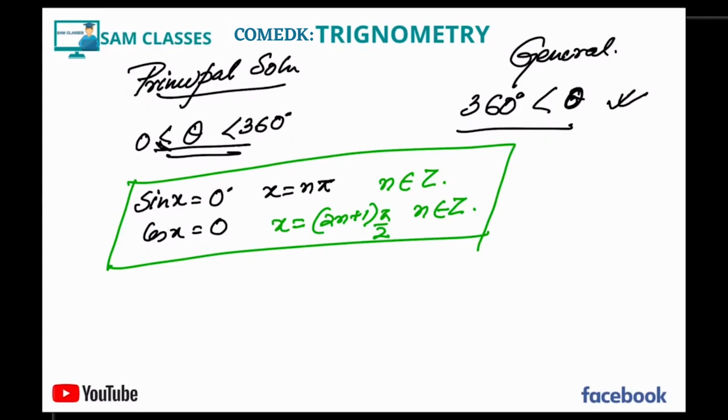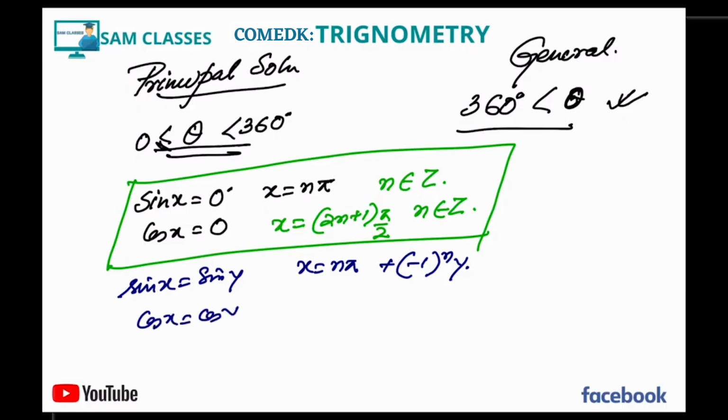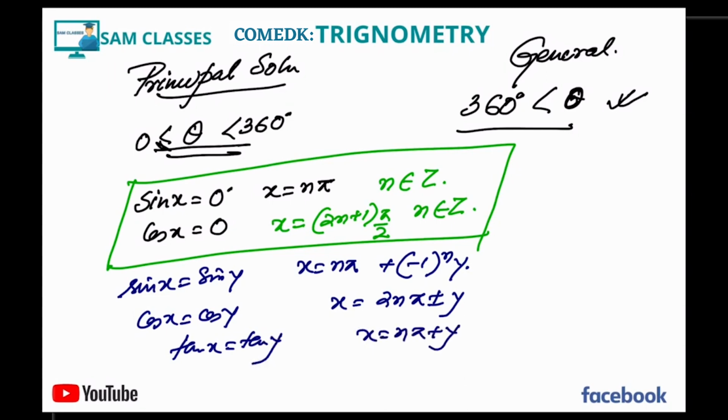Okay, so next is the next formula. Sin x is equal to sin y. So whenever we have sin x is equal to sin y, x is equal to n pi plus minus 1 power n into y. When we have cos x is equal to cos y, then we have x is equal to 2n pi plus minus y. Now when we have tan x is equal to tan y, we have x is equal to n pi plus y. Clear? So these three are among the most important formulas to find both the general and the principal solutions.